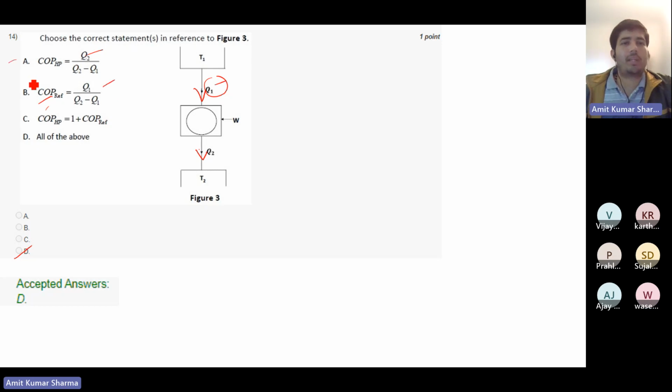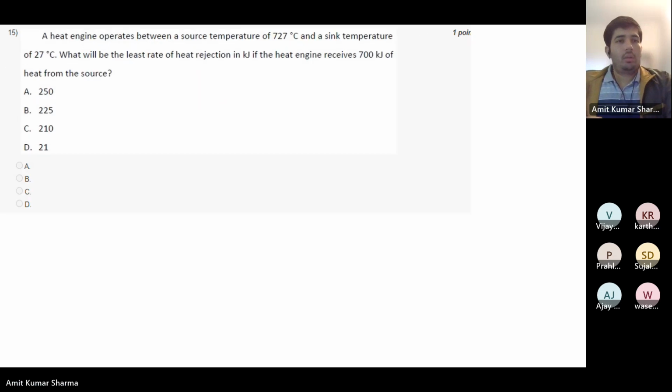Okay, now all options are correct. Actually, on my screen the arrow looked like this side, I thought. Okay, so the arrow is like this. Now the lower temperature will be the effect of refrigeration, and the higher temperature will be the effect of heat pump. So you can relate that.